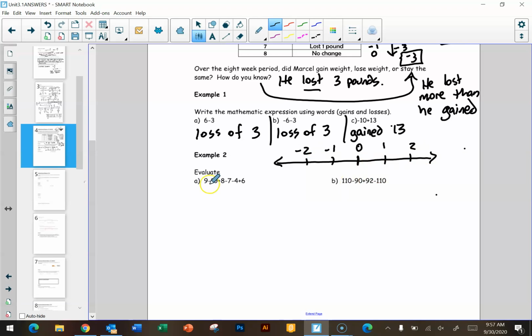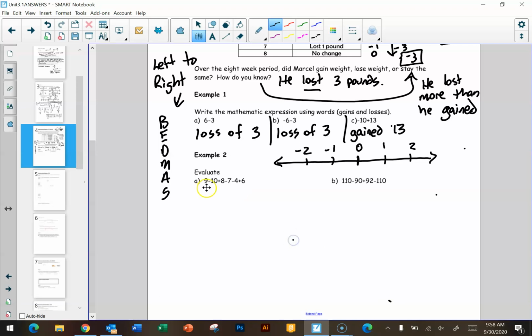So let's evaluate. 9 minus 10 plus 8 minus 7 minus 4 plus 6. Let's just do BEDMAS. Let's make it easier on ourselves, right? We're not going to be doing a whole lot of brackets, exponents, division, and multiplication. We're mostly looking at adding and subtracting here. But this is important: left to right. So if we're going left to right, we start here and we end up over there. We've got no brackets, no multiplication, no division, anything. So I find it easier.